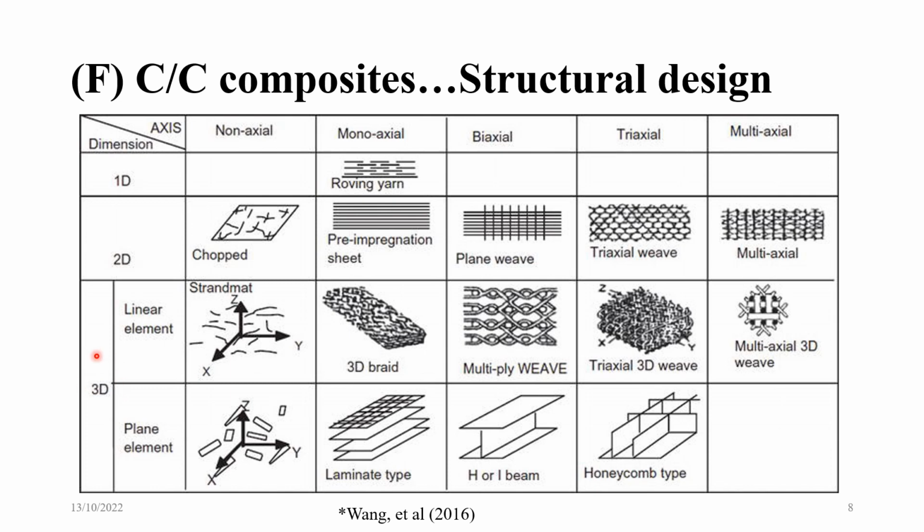Coming to 3D, 3 dimensions. It could be linear like a strand mat, 3D braid, multiply weave, triaxial 3D weave, the same triaxial weave in different layers, multi-axial 3D weave, 3D plane element, laminate type, H or I beam, and honeycomb type. That's a triaxial.